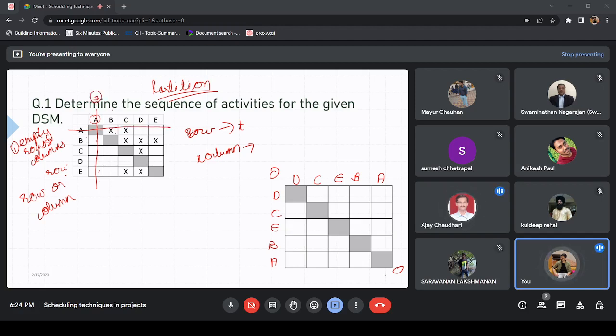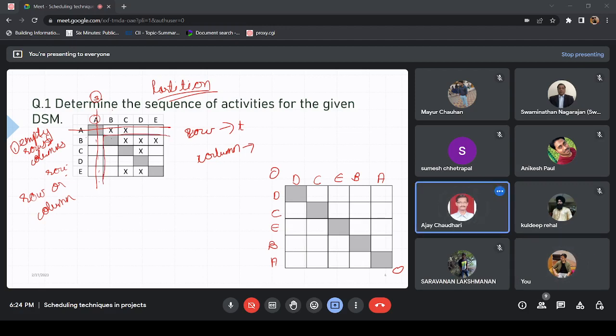Now, once you have crossed off B and C, I mean B giving information to A, C giving information to A, for the purpose of partitioning, it doesn't matter to us because the remaining contenders are these only, right? We already placed A at the last.